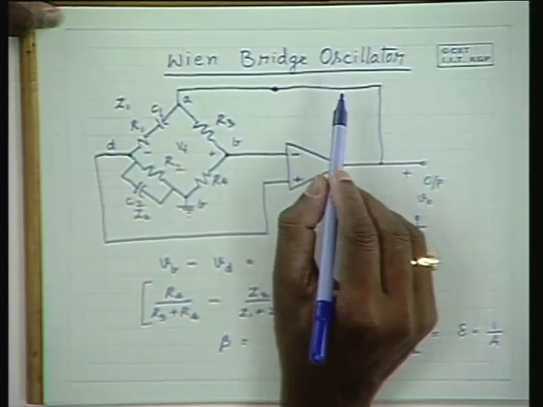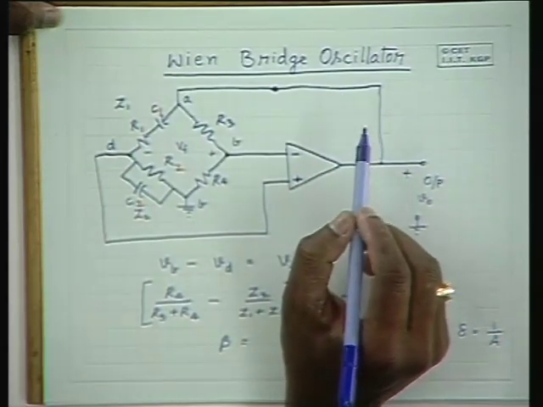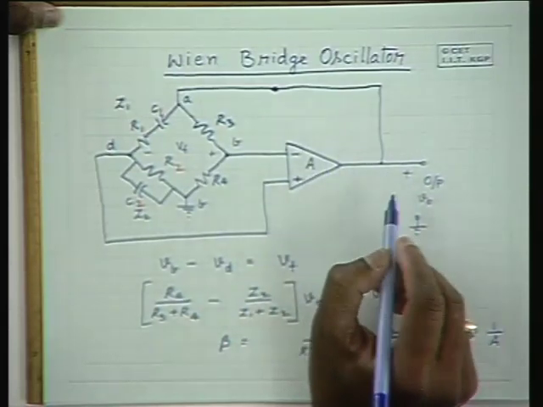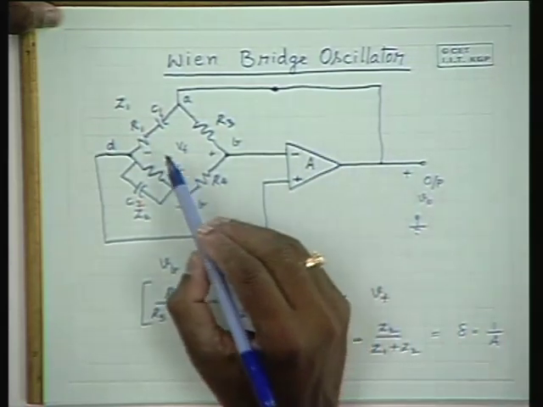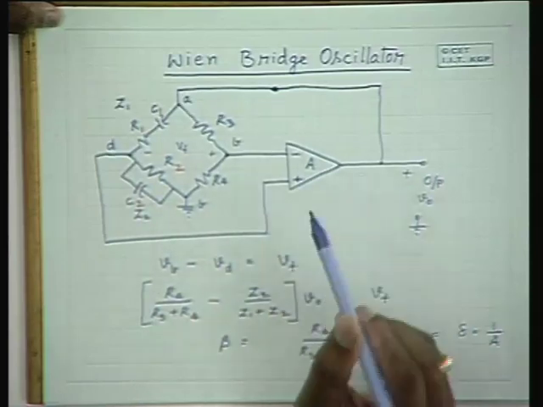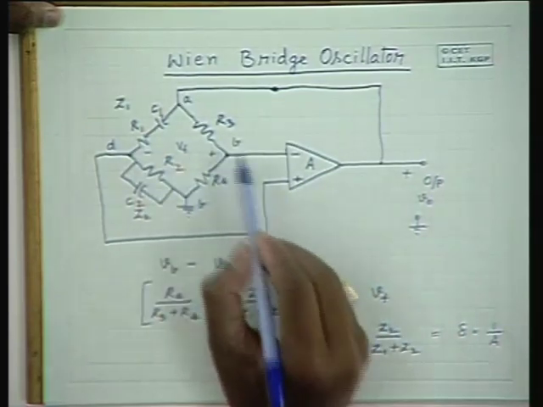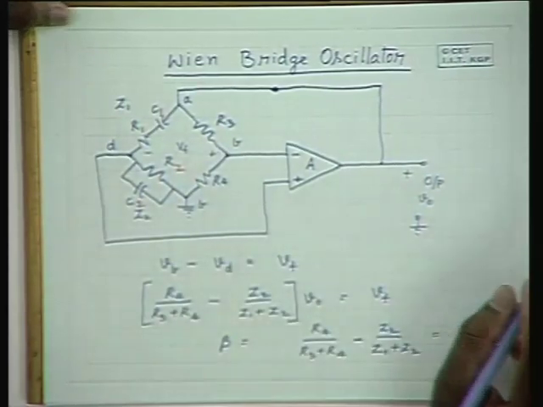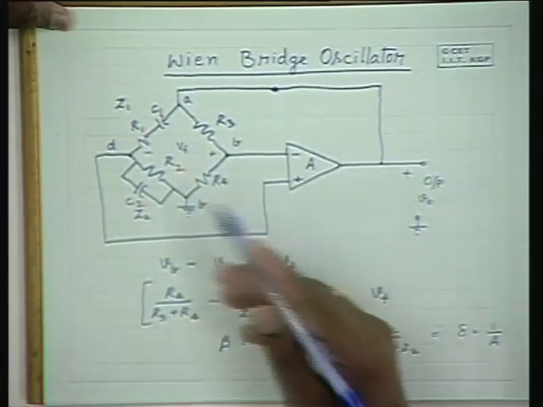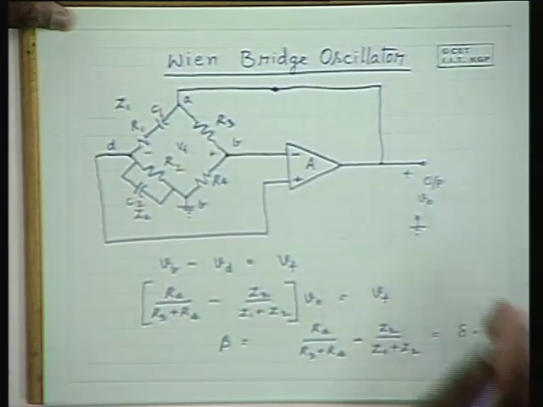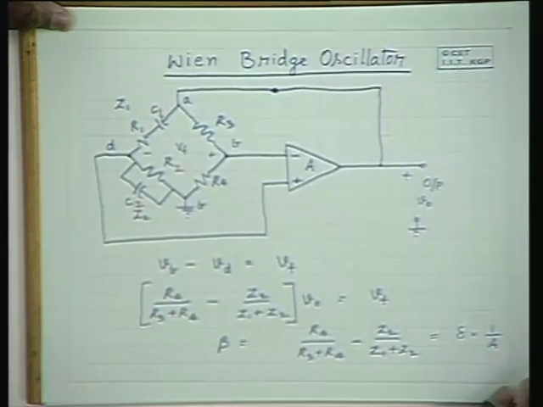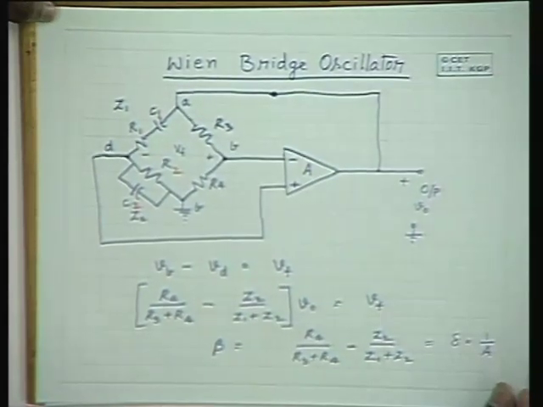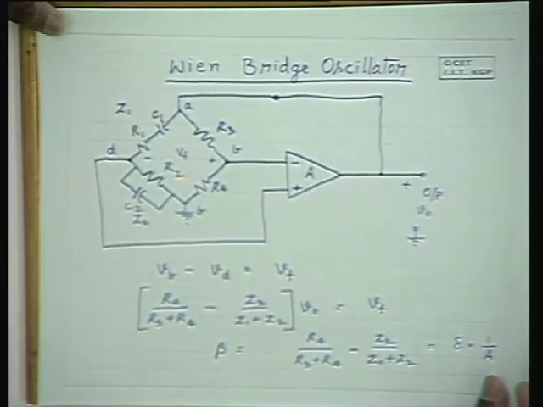So if the power supply increases, and as a result, the gain of the operational amplifier may increase, but still the condition for null remains the same, depending on the ratios of these resistances and the impedances. Hence, the frequency of operation solely depends on the component values for all practical purposes.